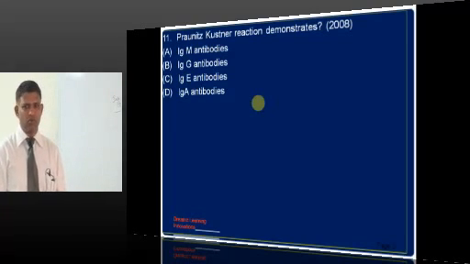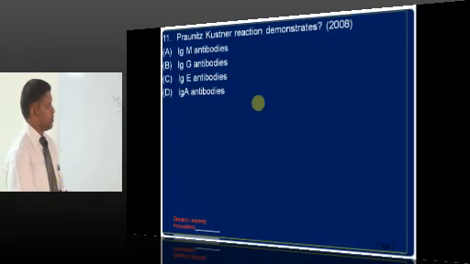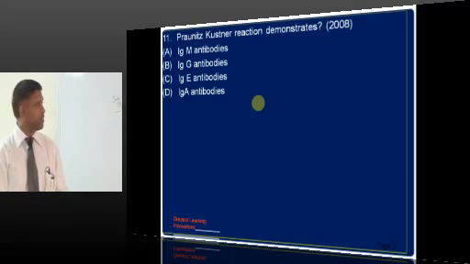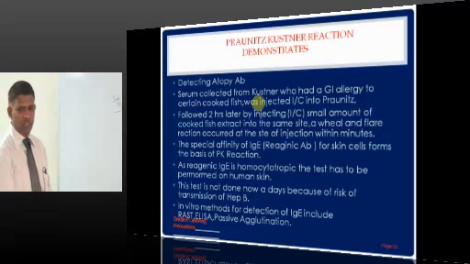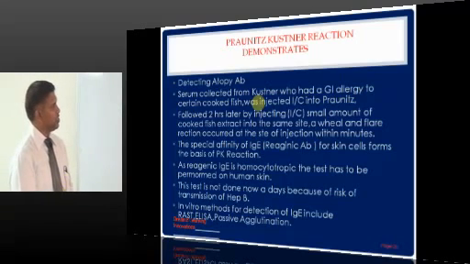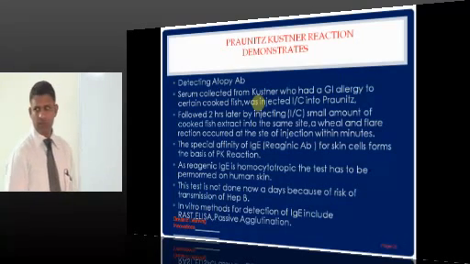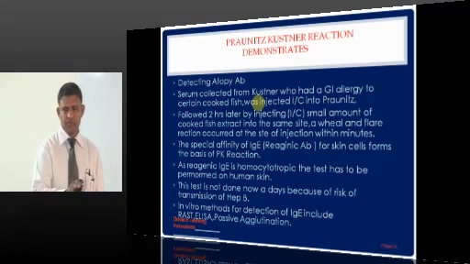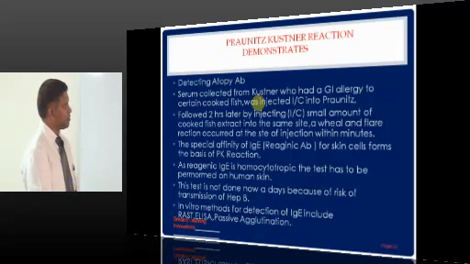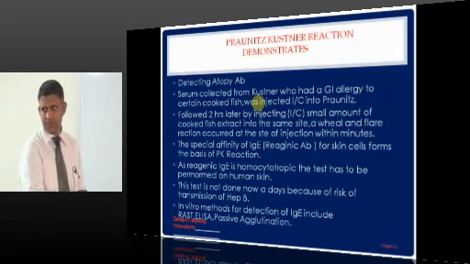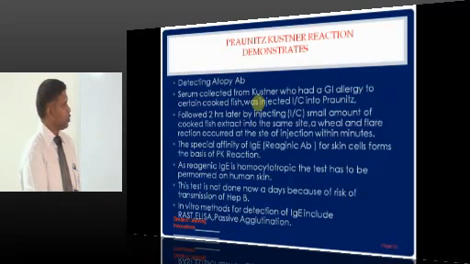So let's look at what they have done actually. In the Prausnitz-Kustner reaction they demonstrated passive cutaneous anaphylaxis. The answer is IgE. They detected atopic antibody. Serum was collected from Kustner, who had a GI allergy to certain cooked fish. So when he ingested it, he had a reaction. Serum was collected from Kustner and injected intracutaneously into Prausnitz, followed 2 hours later by injecting intracutaneously a small amount of cooked fish.